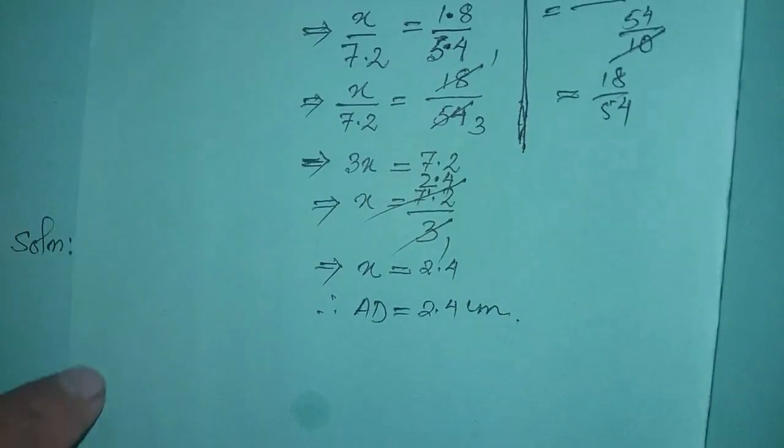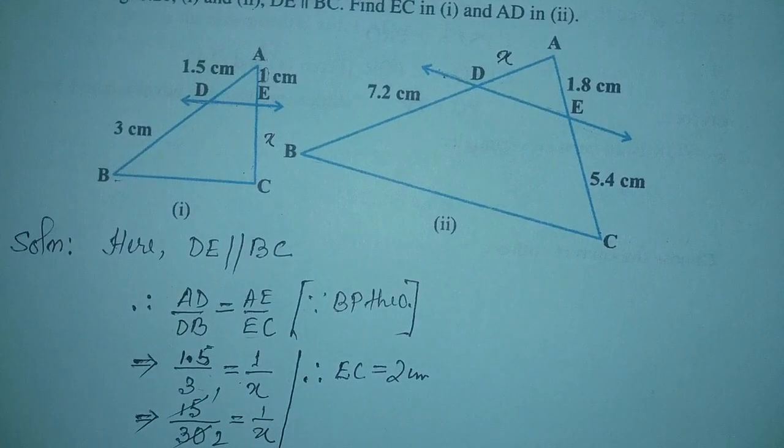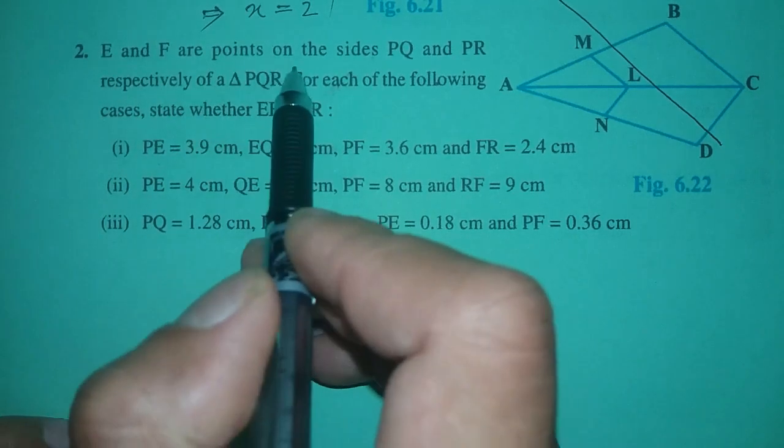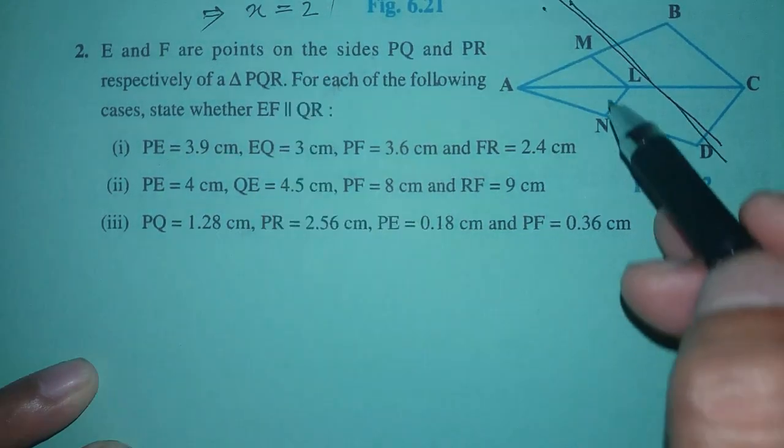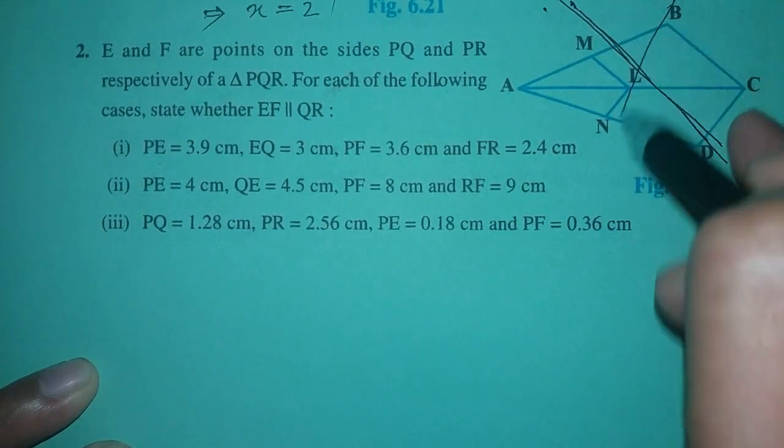Now let's move on to the next question, that is question number 2. E and F are points on the side PQ and PR respectively of a triangle PQR. Okay, this figure is not for this question. This is for a different question.